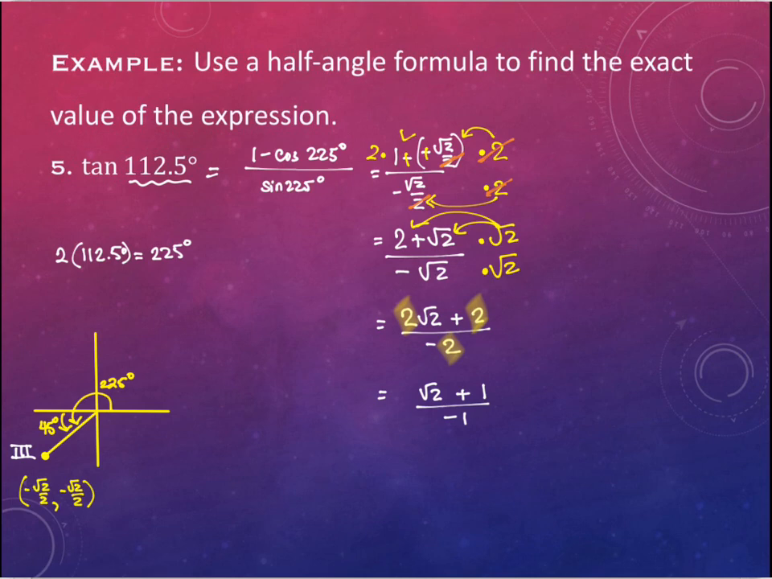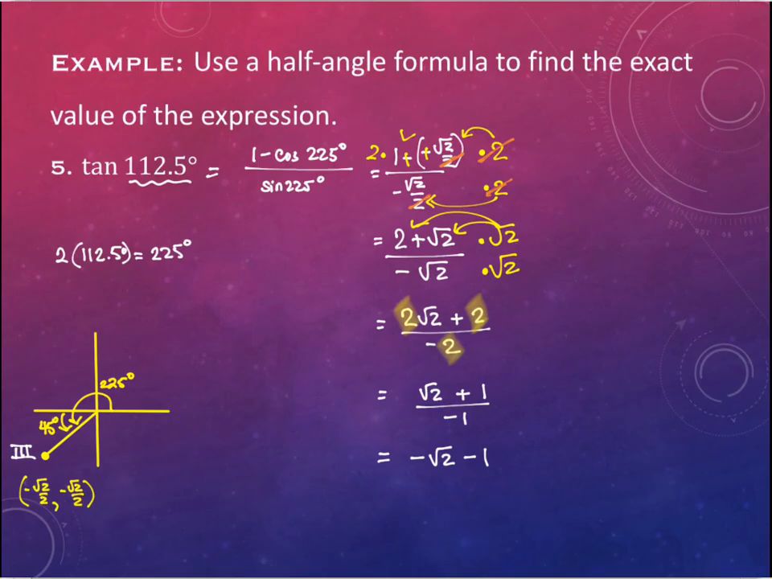What happens when I divide by a negative? It just changes all my signs on the top, right? So if I divide the square root of 2 by a negative, I get negative square root of 2. And if I divide the 1 by a negative, I get minus 1. So this simplifies to negative square root 2 minus 1.